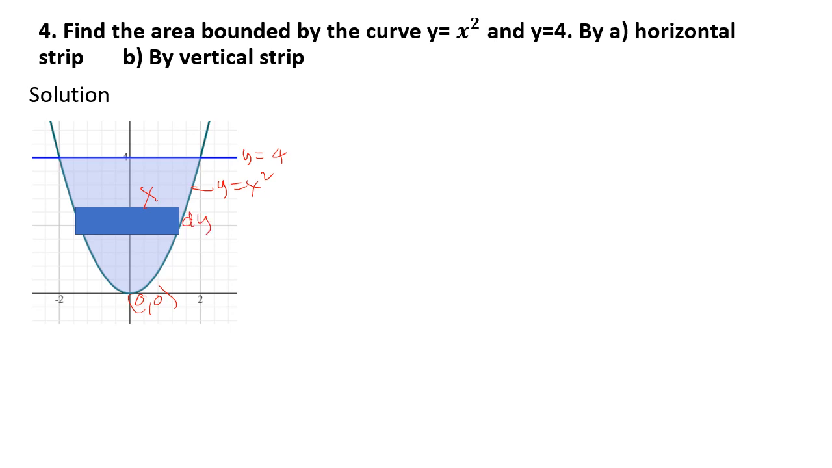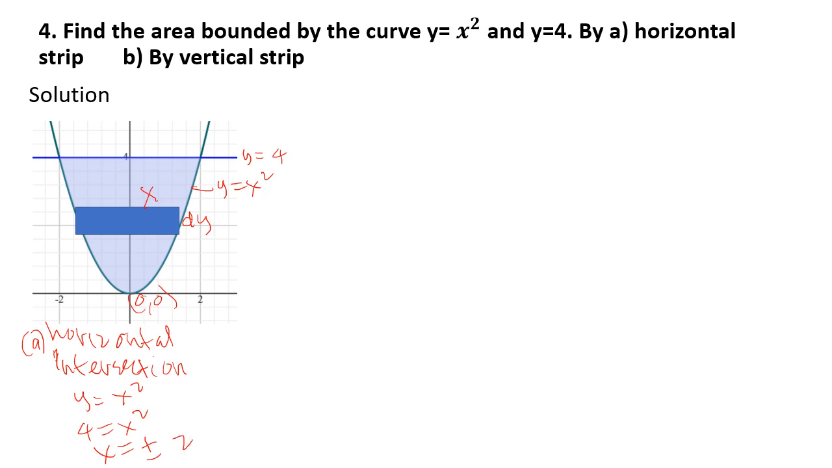So, points of intersection. Letter A by horizontal method. Solving first the intersection: y equals x squared, 4 equals x squared, x equals plus and minus 2.